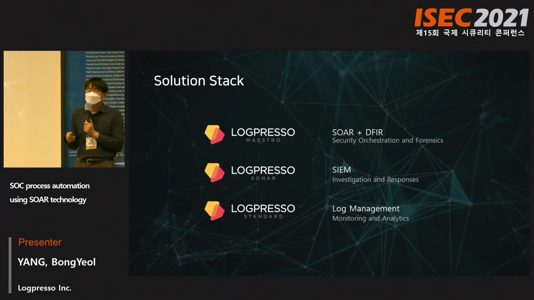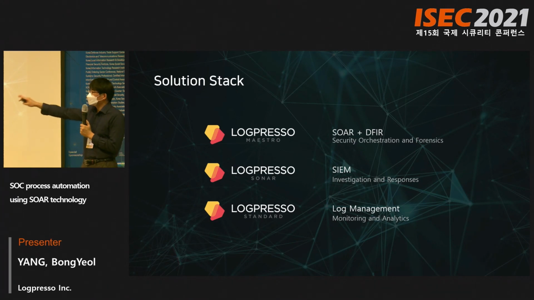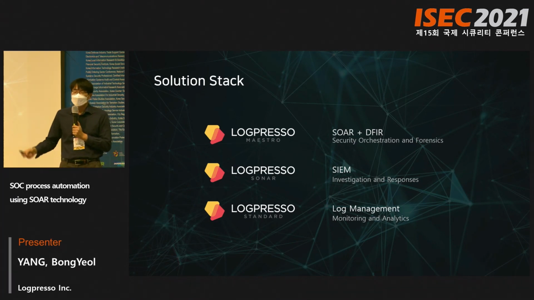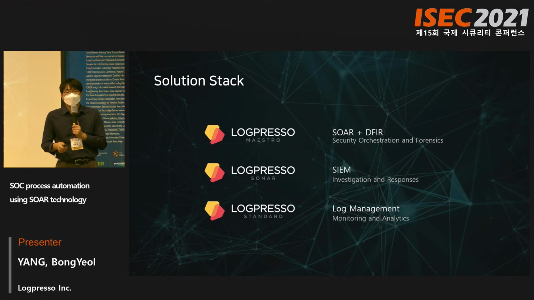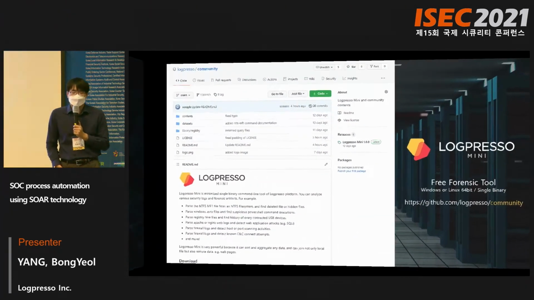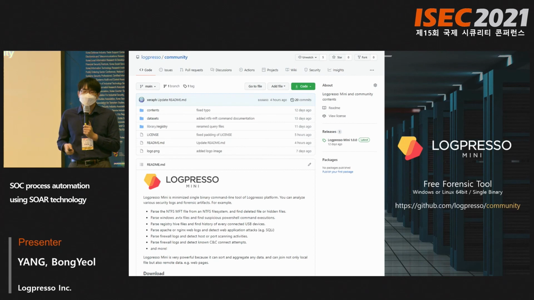It would be great to use all the features, but depending on the situation, you might think that we only need integrated operation. So we have subdivided into different types. Logpresso Standard for SOAR and DFIR, Logpresso Sonar for SIEM, and Logpresso Standard for log management. Lastly, there's Logpresso Mini. This is a digital forensic tool, and it's a free version.